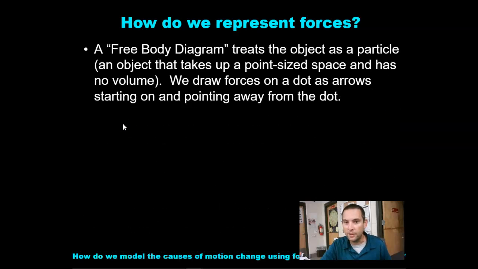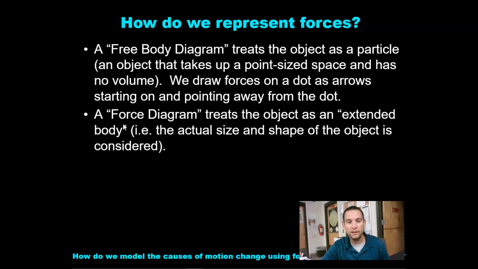A free body diagram treats the object as a particle. So it takes this eraser and shrinks it down to a point particle, which is a theoretical thing that doesn't actually exist. It takes up no space and has no volume. So it just shrinks everything down, and we don't have to worry about anything else acting on it other than what's acting on the total object. We draw forces on a dot as arrows, starting on and pointing away from the dot.